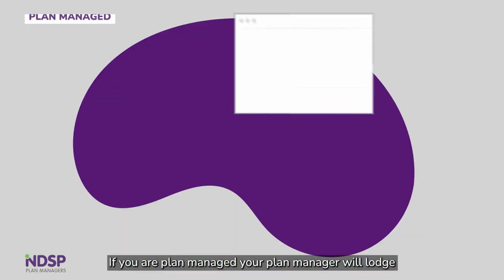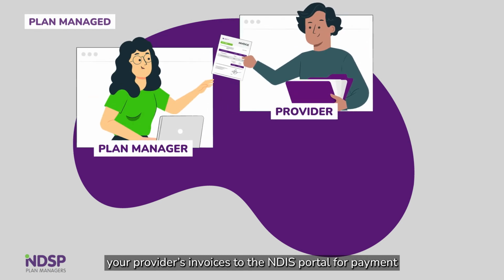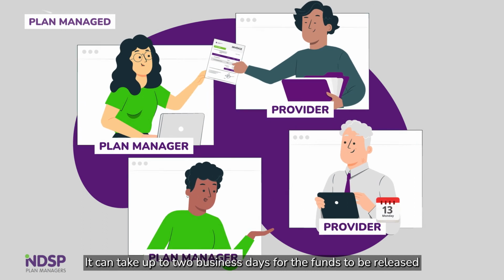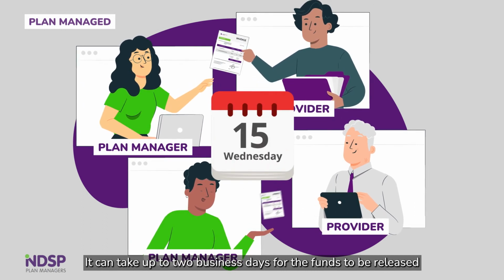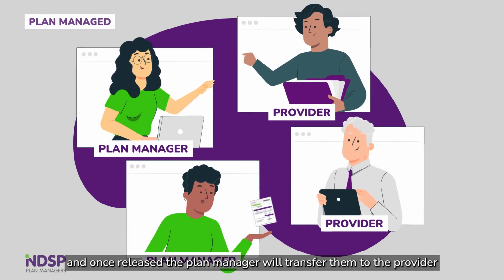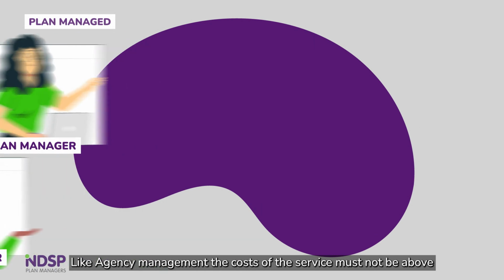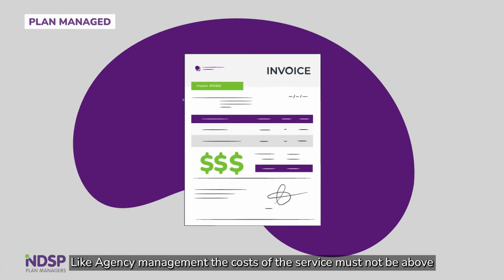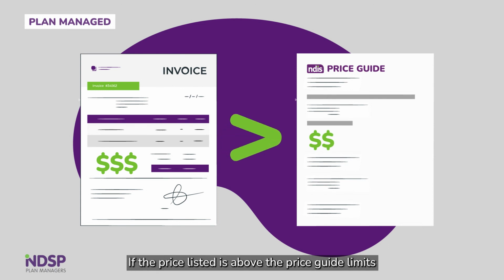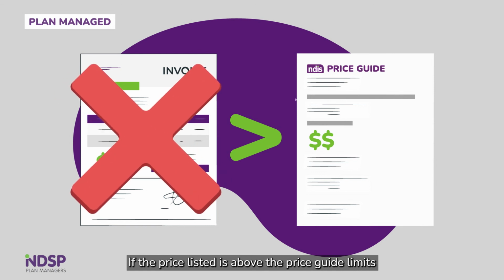If you are plan managed, your plan manager will lodge your provider's invoices to the NDIS portal for payment. It can take up to 2 business days for the funds to be released, and once released, the plan manager will transfer them to the provider. Like agency management, the costs of the service must not be above what is written in the price guide. For your information, it can be lower. If the price listed is above the price guide limits, they will either not be able to pay it, or you can choose to pay the gap.